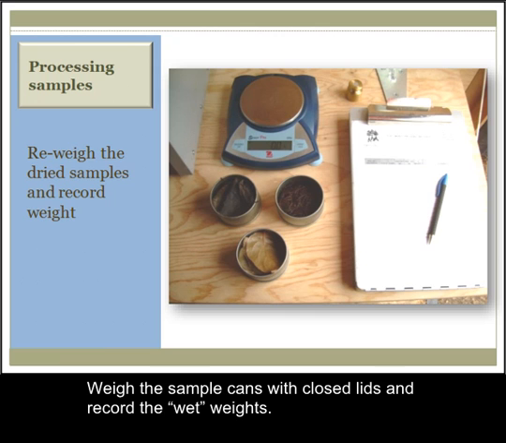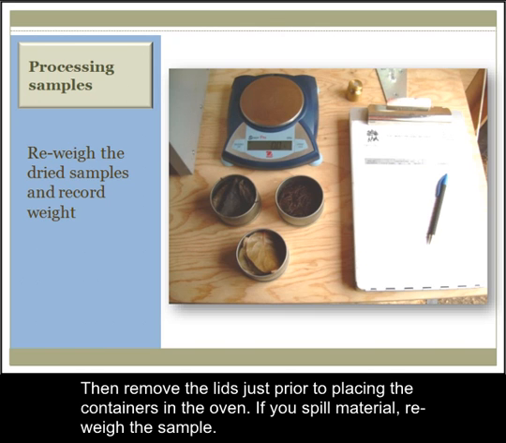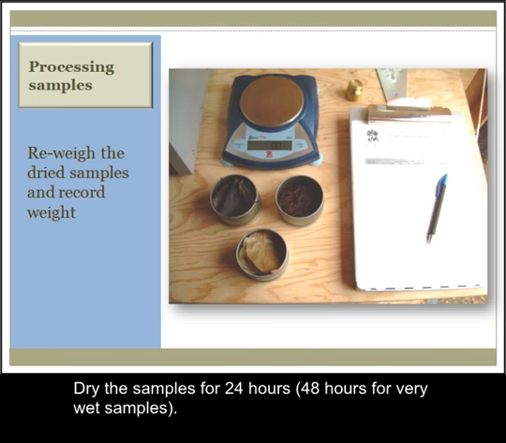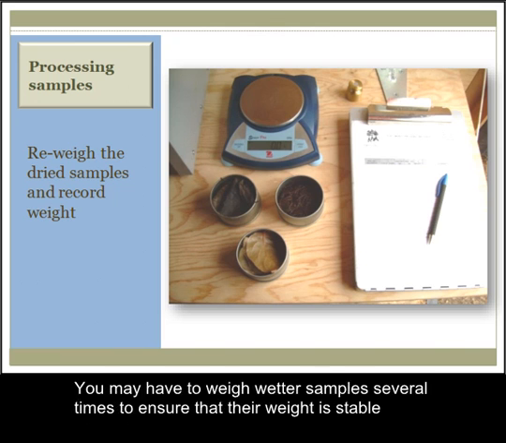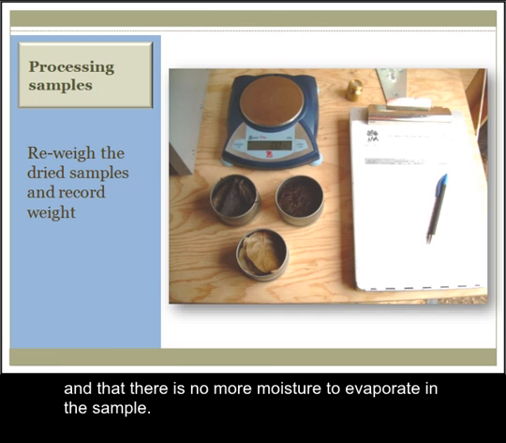Weigh the sample cans with closed lids and record the wet weights. Then remove the lids just prior to placing the containers in the oven. If you spill material, re-weigh the sample. Dry the samples for 24 hours, 48 hours for very wet samples. You may have to weigh wetter samples several times to ensure that their weight is stable and that there is no more moisture to evaporate in the sample.